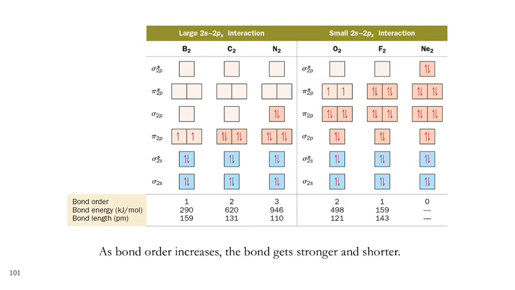Sigma star 2s would be non-bonding. Sigma star 2s is non-bonding or anti-bonding because it's higher in energy than the atomic orbitals. And it has a star. The star is what tells us, really.